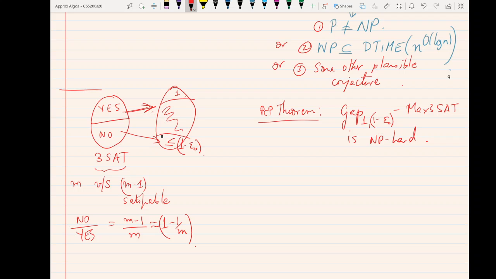Which is 1 minus 1 over m, and what you want here rather is this 1 minus 1 over m, where this 1 over m is not a constant, so somehow it should be amplified to 1 minus some constant epsilon naught. Okay, and that is the whole thing by the PCP theorem. What the PCP theorem shows is that you can actually amplify the gap in this way.